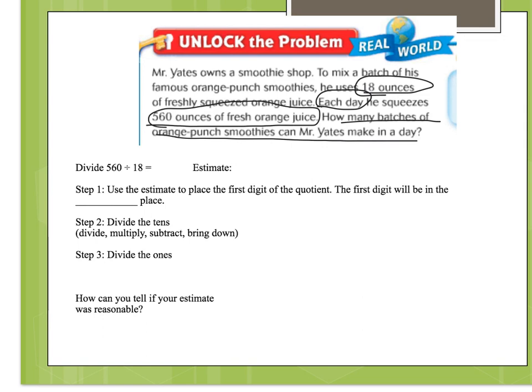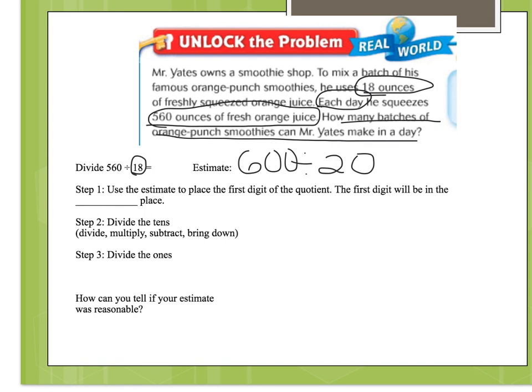Well, I'm going to estimate first, and I'm going to look at the 18 and round that up or down. So what am I going to round 18 to? Is it closer to 20 or 10? Well, it's closer to 20, so I'm going to write a 20, and then a division sign. It looks like I'm writing backwards, but that's okay. What is a compatible number for 560? I'm going to round 560 up to 600.